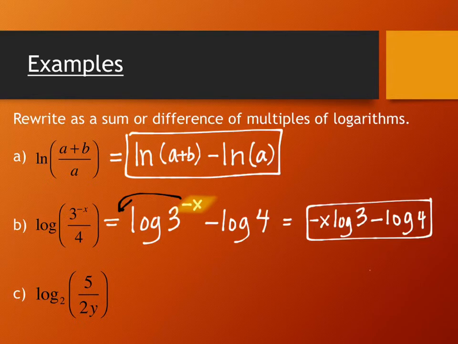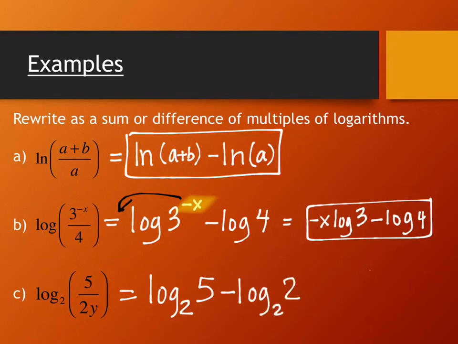I know that the y and the 2 are multiplied, but they're multiplied inside of the denominator. And the denominator pieces are understood to separate with subtraction. So as I separate these out, I have log base 2 of 5, and then I'll have minus log base 2 of 2, and another minus log base 2 of y. Because the 2 and the y are both in the divisor, right? They're both dividing the value 5 on top.